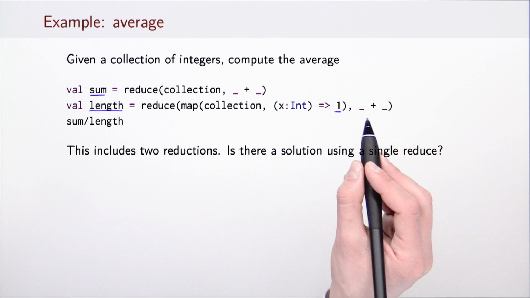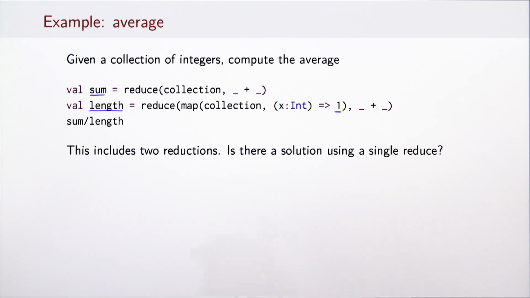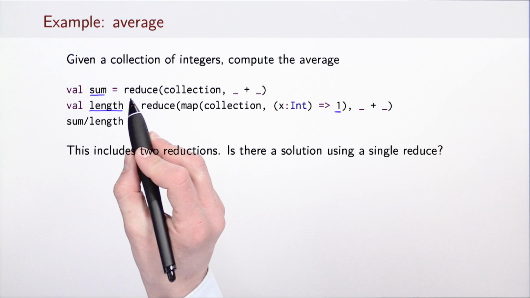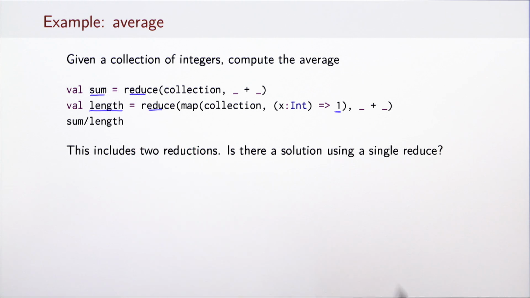The resulting collection will have as many ones as there were elements in the original collection. This will give us the length of the collection, so we can then divide sum with the length to obtain average. Now this computation invokes reduction twice. Is there a similar solution that uses a single reduction? Can you find it?